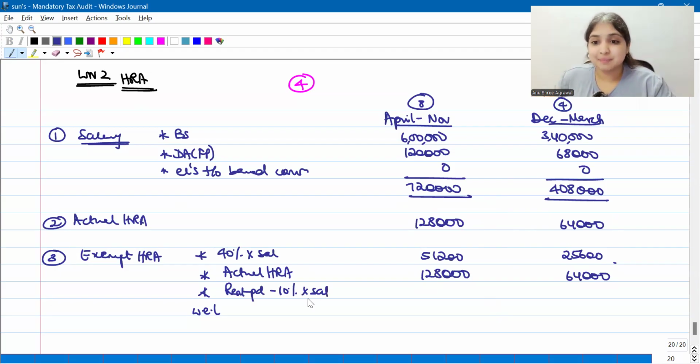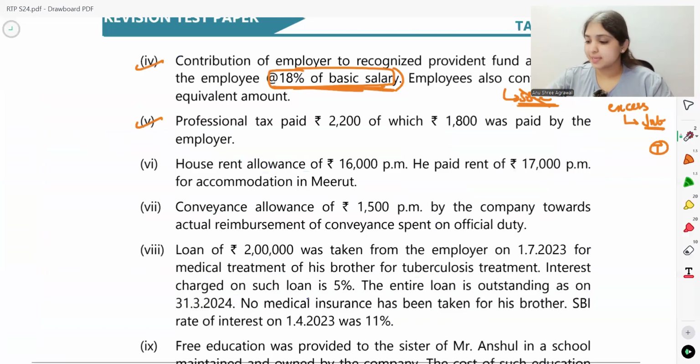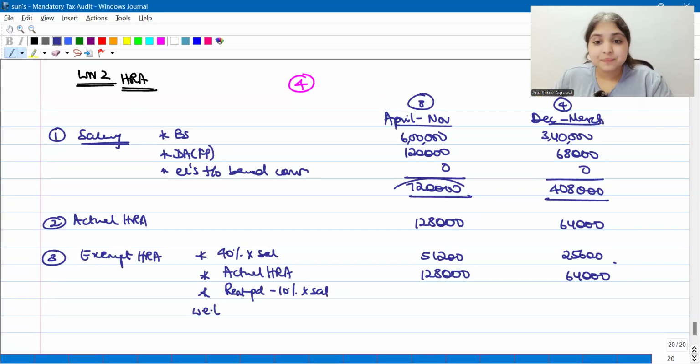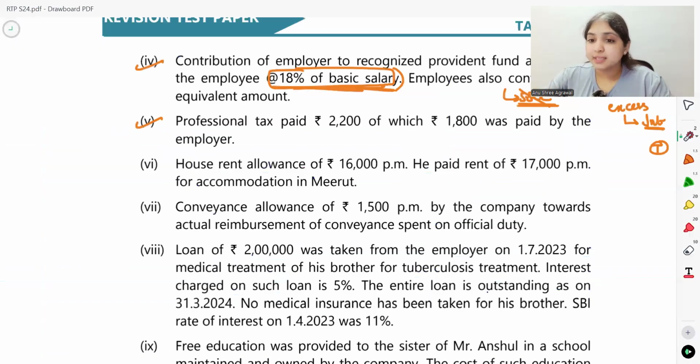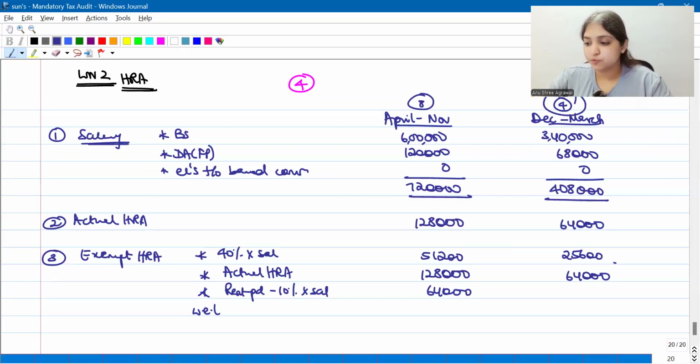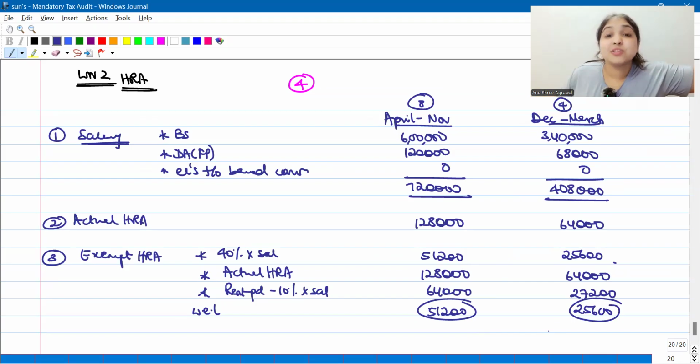How much rent is my assessee paying? Rent is 17,000 per month, guys. So 17,000 into 8 minus 10% of salary. So minus 72,000. That's going to be 64,000 here. Then 17,000 rent paid into 4 months. Minus 10% of salary. So minus 40,800. That's going to be 27,200 here. So I have to pick whichever is the least, that is 51,200 here and 25,600 here. Please don't take these numbers to the main answer. This is only exempt HRA.